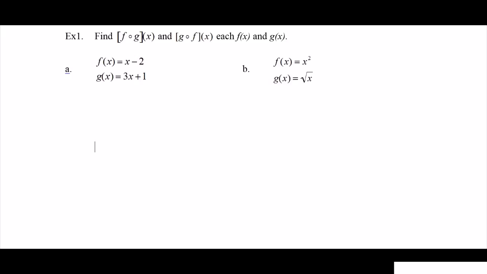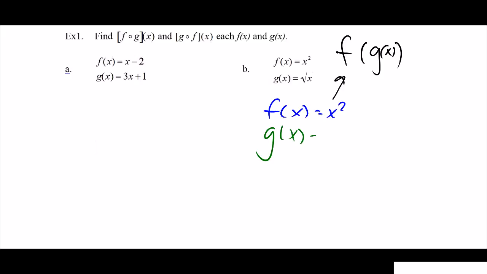If we're looking for f of g of x, all we're doing is plugging functions in for our x's. So what is our parent function? Our parent function is going to be the one on the outside. So it's going to be f of x. And what is f of x equal to? F of x is equal to x squared. What is our g of x equal to? Well, our g of x is equal to the square root of x.